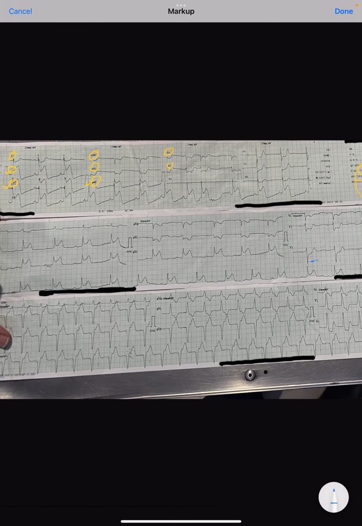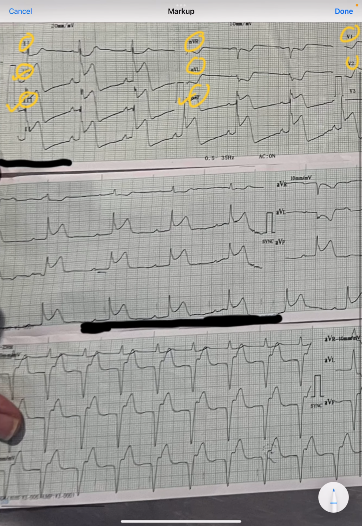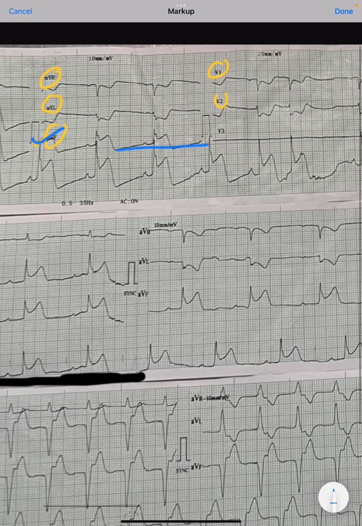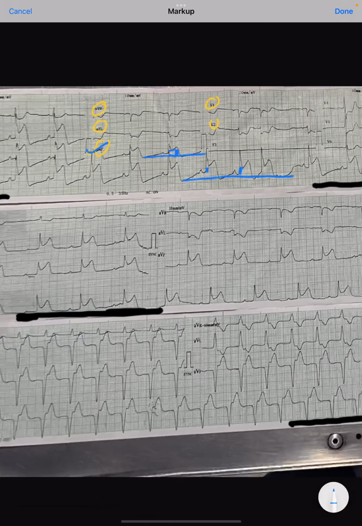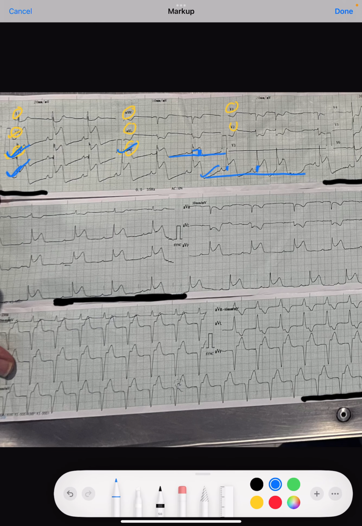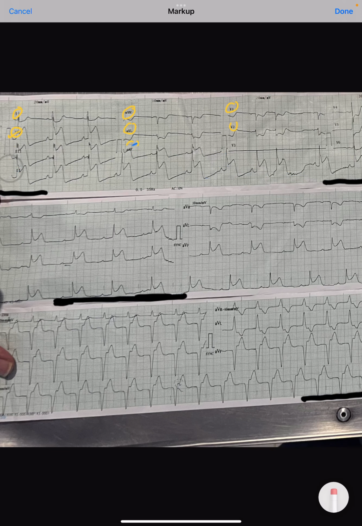Here, what we can see is lead 2, 3 and AVF. Here we can very nicely make out that this is the running baseline, and there is pretty good ST elevation of at least 4 mm. So there is 1, 2, 3, 4. We can very clearly see at least 4 to 5 mm of ST elevation, and that too in lead 2, lead 3 and lead AVF. So this is basically an inferior wall MI.